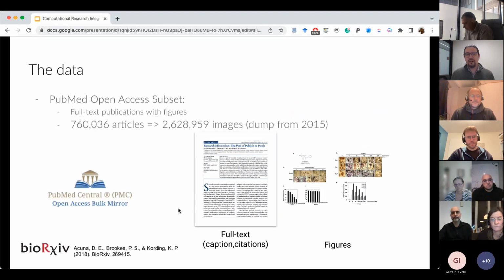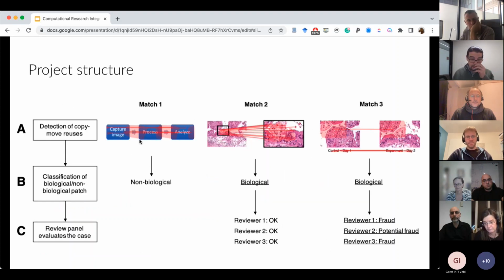So I'm going to talk a little about our study that is ancient now. It's 4 years old. We developed a method that is fast and allows us to detect potential problems in image reuse. We analyzed open access publications, around 2 million publications from open access. The dump was from 2015. So now the open access repository is much bigger than this. I think it's 4 times this size.